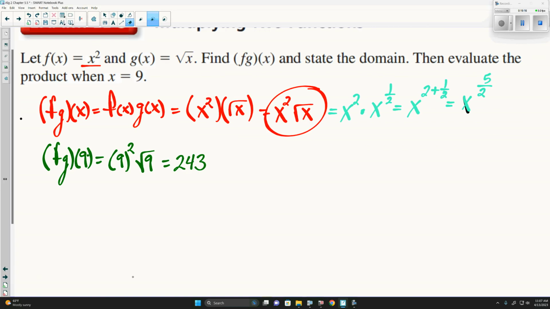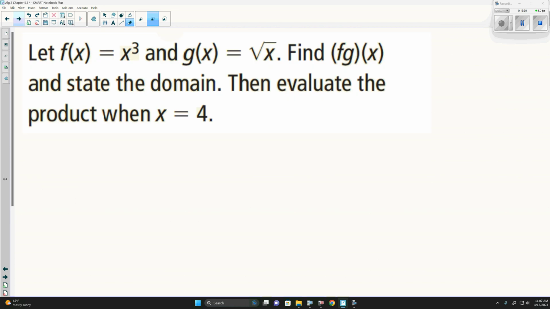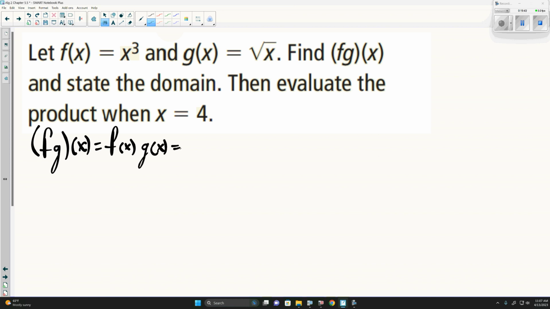Because 9 squared is 81, square root of 9 is 3, 81 times 3 is 243. Any questions on this here? So f times g of x, same as f of x times g of x, because we're multiplying the two together.